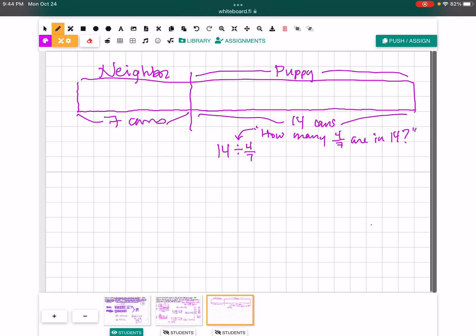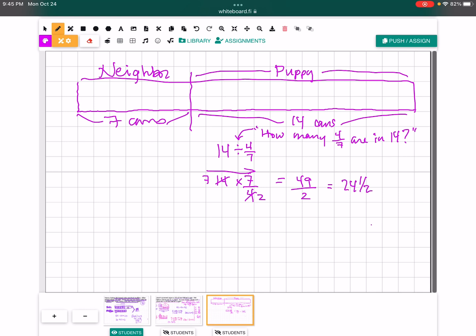This is the problem that you ask yourself when you're doing division, right? So from here it's pretty straightforward. You're going to do 14 times 7/4. Okay, we're going to simplify this. This comes down to 2, and this comes down to 7. And so you multiply across, and you get 7 times 7 equals 49, divided by 2. And so 50 divided by 2 would be 25. This is going to be 24 and a half.